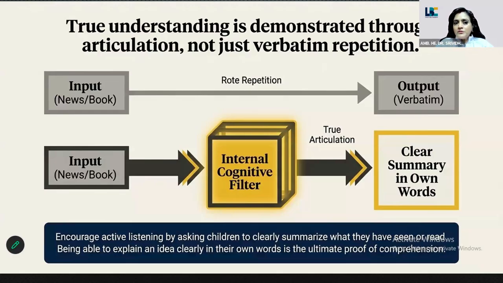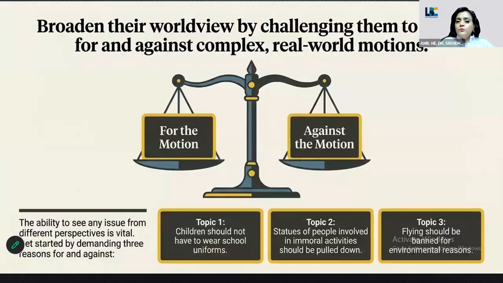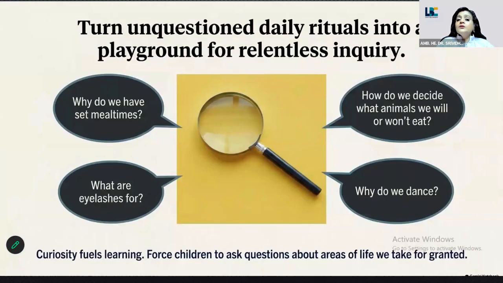So true understanding is demonstrated through articulation, not just verbatim repetition. So the input is news or the book, rote repetition acts as a cognitive filter, and the output is a summary in their own words. So broaden the worldview by challenging them to argue for and against complex real-world questions. So this we have seen. And turn unquestioned daily rituals into questions. Why do we have meal times? How do we decide what animals will eat, won't eat? Why do we dance? What are eyelashes for?